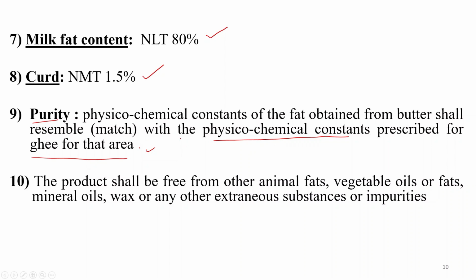Whatever physical constants of ghee are specified by AGMARK, those also are to be followed for the fat extracted from the butter. You have seen that iodine value is there, saponification value is there, BR reading is there, and the other physicochemical constants mentioned in AGMARK, we will see in the coming slide also.